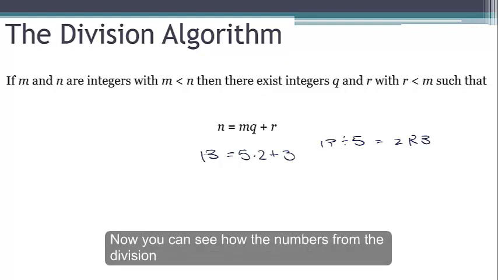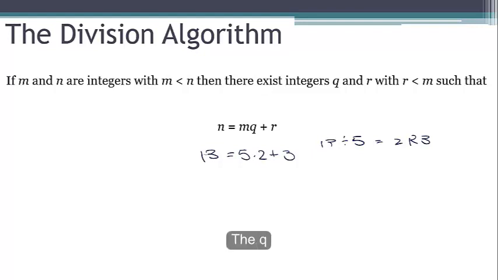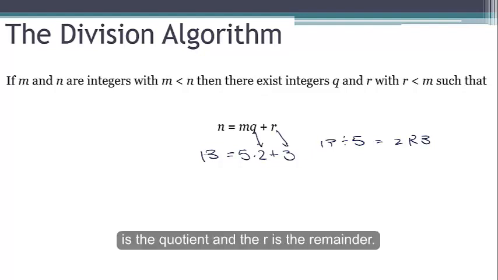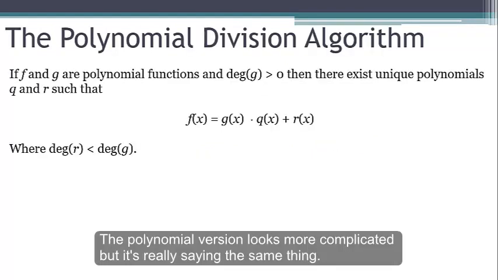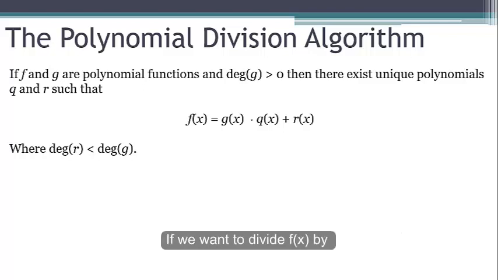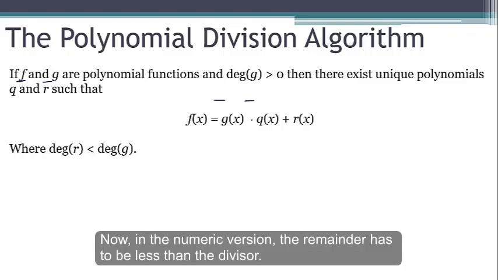So now you can see how the numbers from the division fit into the algorithm's formula. The Q is the quotient and the R is the remainder. All right, the polynomial version looks more complicated, but it's really saying the same thing. If we want to divide f of x by g of x, then the result is the quotient q and a remainder r.